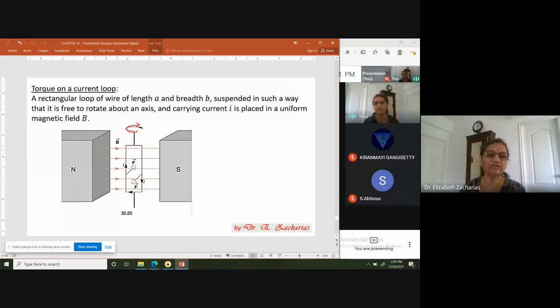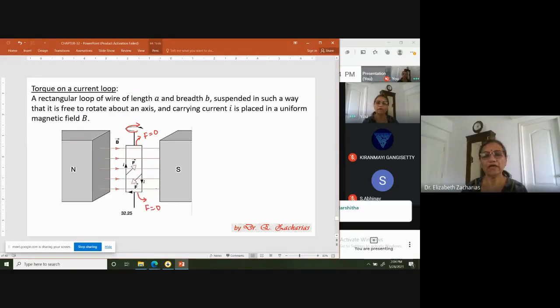Now let us take this loop and see. There are 4 sides in this rectangular loop. What will be the force on each of these sides? The force on this will be 0. Why? Why will the force on the side that I have marked be 0? What is the direction of current? Current is parallel to the magnetic field. Therefore, the force is 0. Similarly, I can show that the force here is also going to be 0.